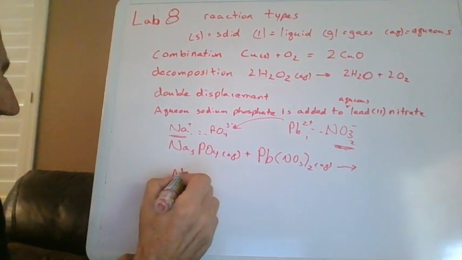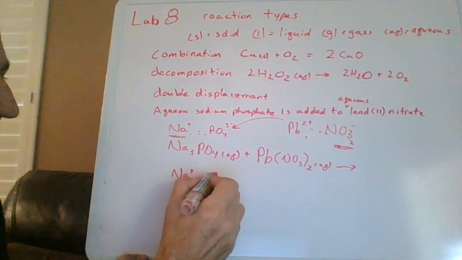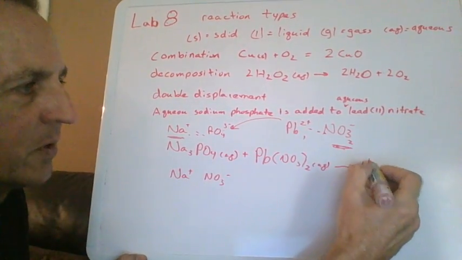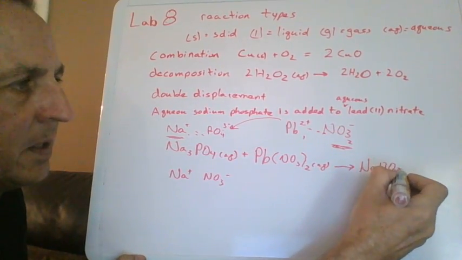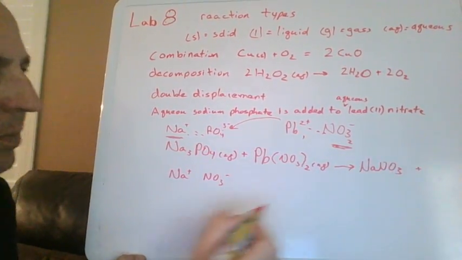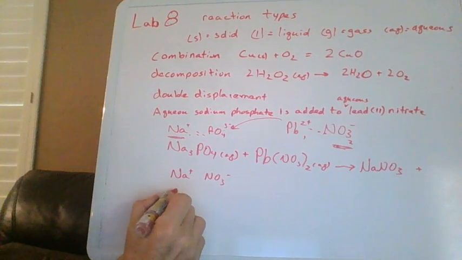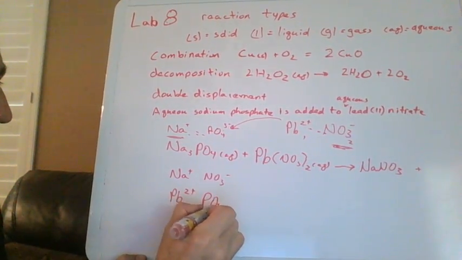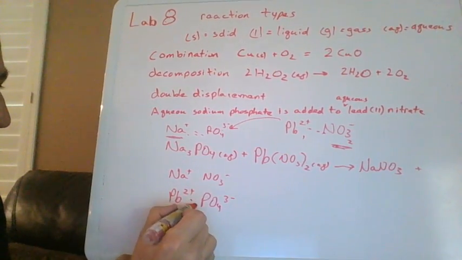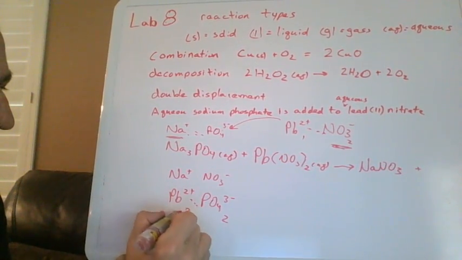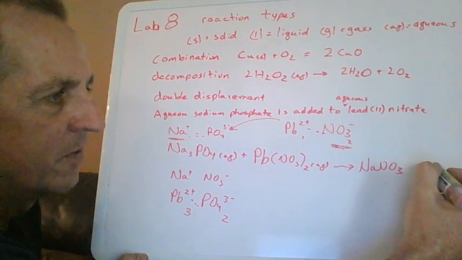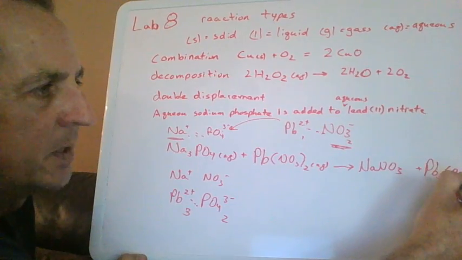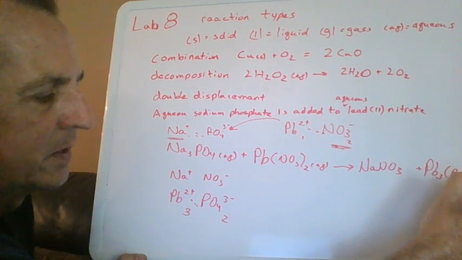So our sodium has a +1. Our NO3 that it's going together with has a -1, so those will go together 1 to 1. And one of the other products would be this lead, which has a +2 charge now, with this phosphate, which has a -3, and when we cross multiply, we need 3 of those and 2 of those. So we'd have Pb3(PO4)2.